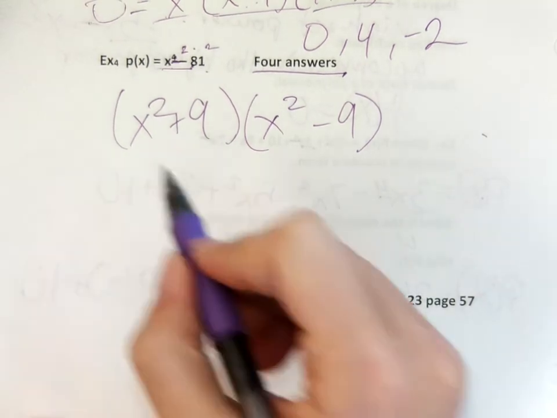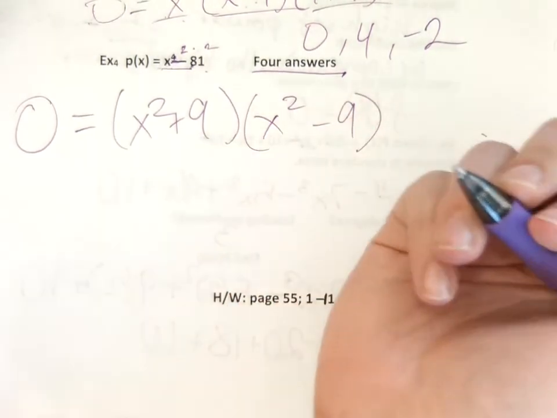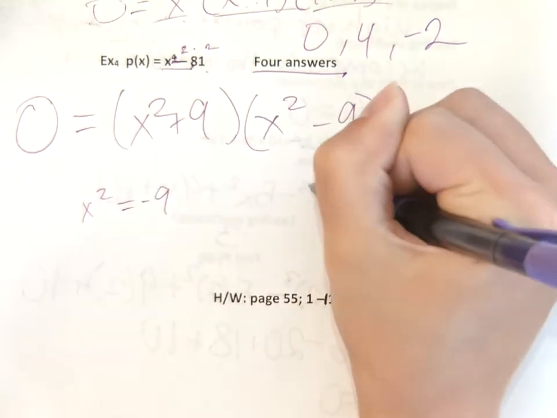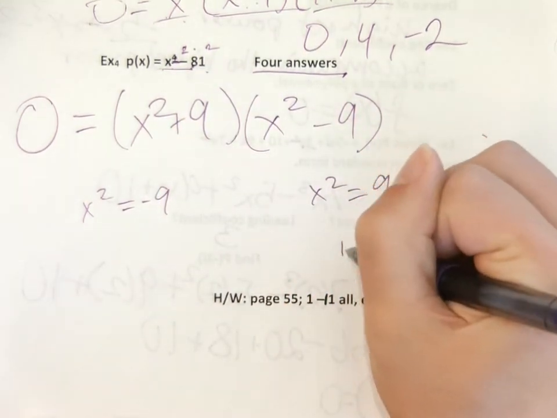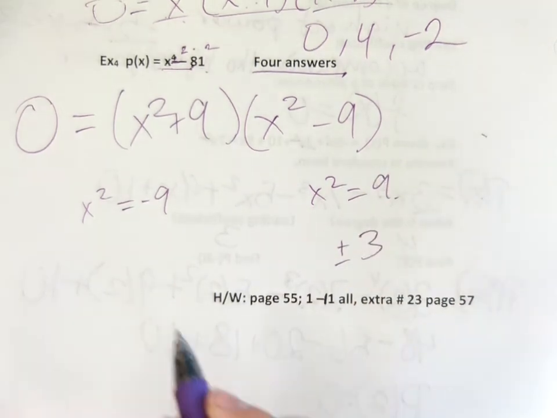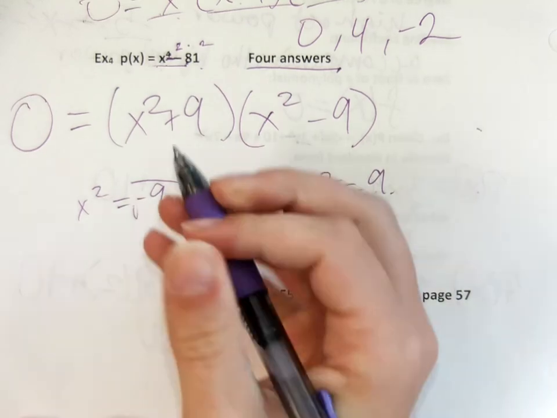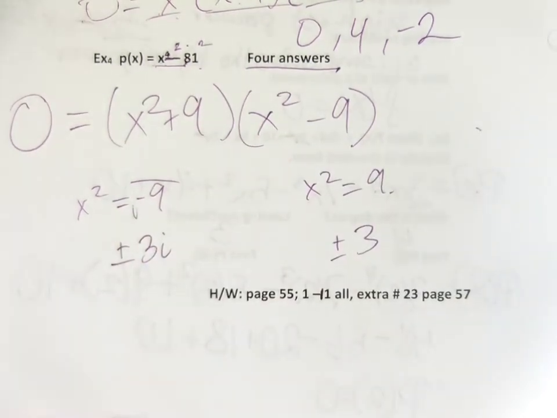All right, and then you can solve this. It's equal to 0. You solve it, you get x squared equals negative 9. x squared equals 9 gives you plus or minus 3. And then this, it's the root of negative 9. You get plus or minus 3i. There's 4 answers. 2 real, 2 imaginary.